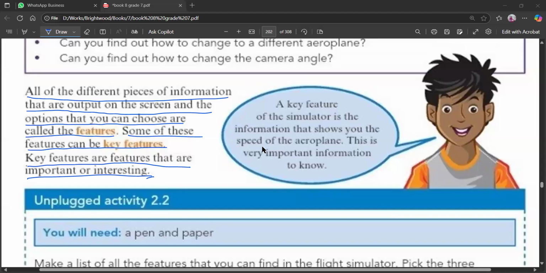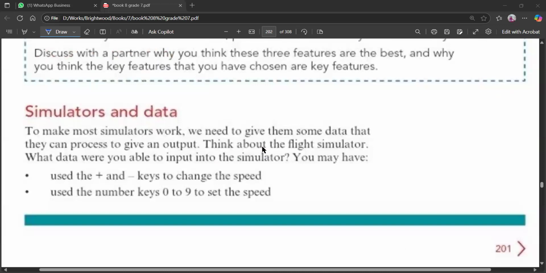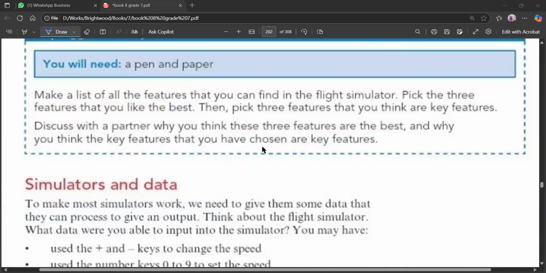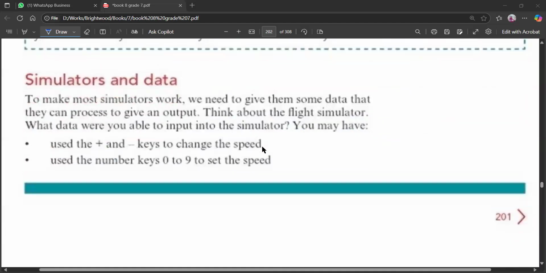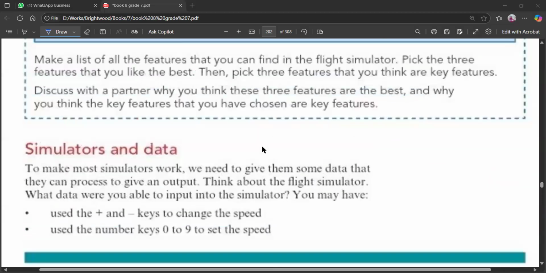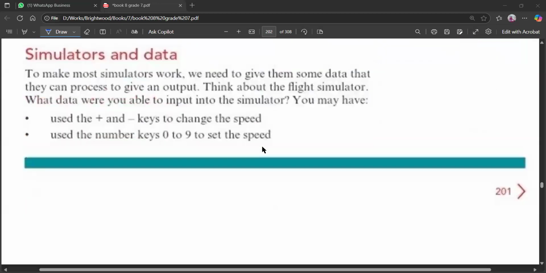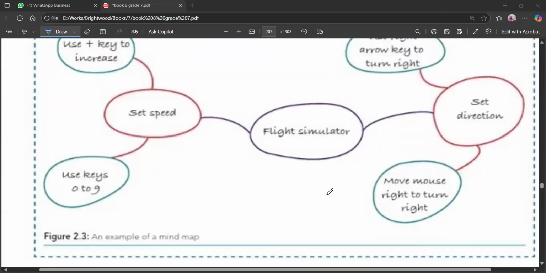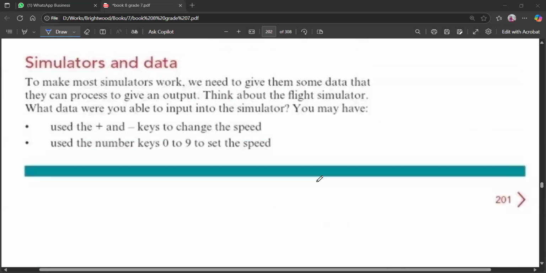Okay, yes, that is the main thing when we look at the differences between features and key features. There are some simulators running, and data. What are the things in simulators? They can write some data on that.